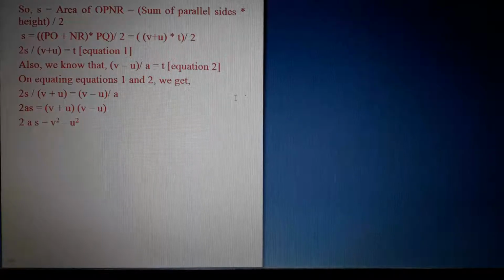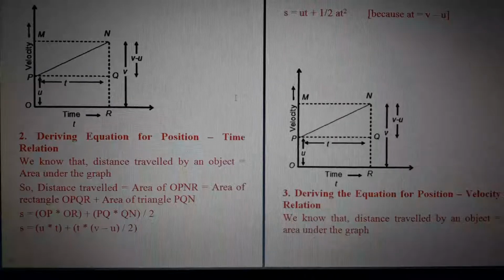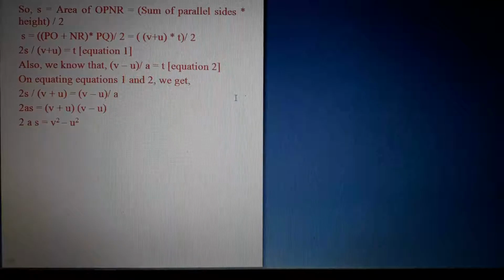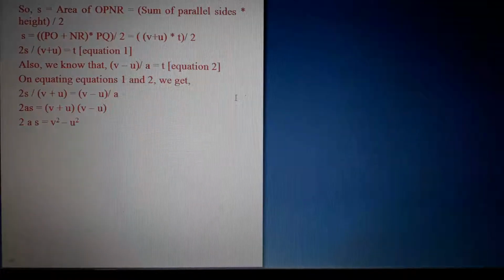Into height. PQ is the longest side here, so we will select it as the height. So sum of parallel sides into height means PO plus NR into PQ, divided by 2. We know PO is U, NR is V. So V plus U. PQ is the time, T. So we know V plus U into T, and we can substitute it in this equation. We will get 2S by V plus U is equal to T.